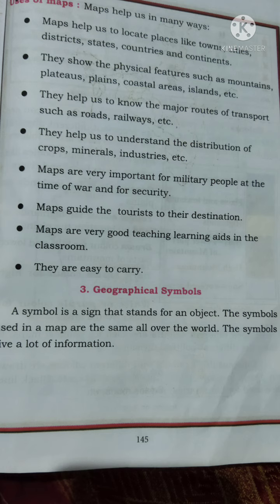Next, what is another use of this map? They help us to understand the distribution of crops, minerals, industries, etc. That means if we use the map, we will come to know about the crop areas, mineral areas, where we get more minerals on the earth's surface, and also the industrial areas. For example, in Mysore, where the industrial area is located, we can find out easily by using the map.